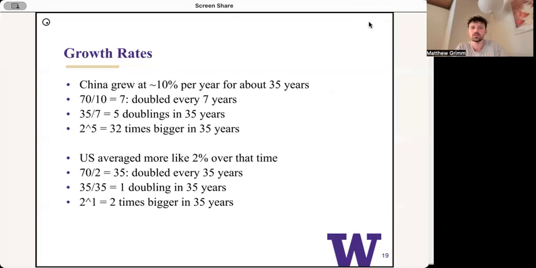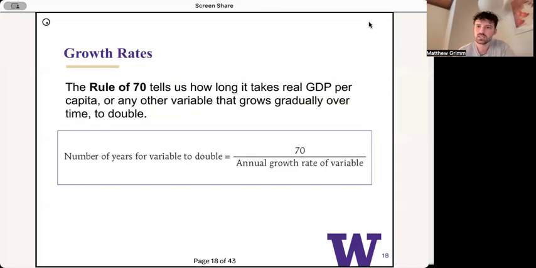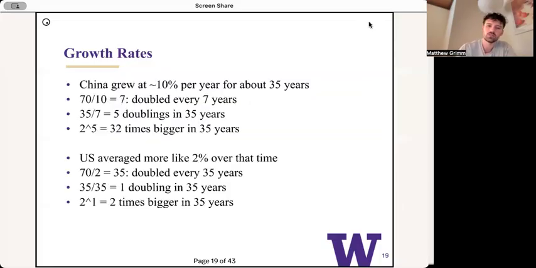So let's look at China. China grows at 10% per year for about 35 years. We can use the rule of 70. So again, the rule of 70 says we take 70 divided by the annual growth rate, and that's going to tell us the number of years for the GDP to double. We apply that to China. Given their 10% per year, you take 70 divided by 10, and that gives you 7. So it says that GDP doubles every 7 years.